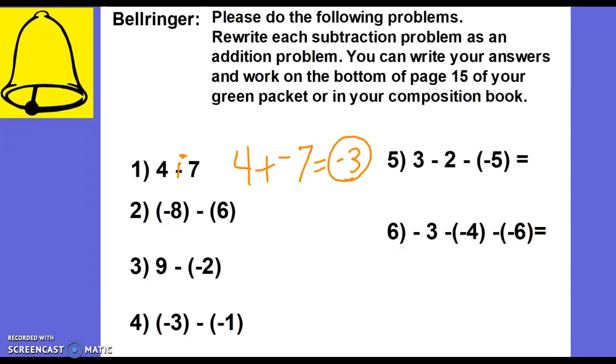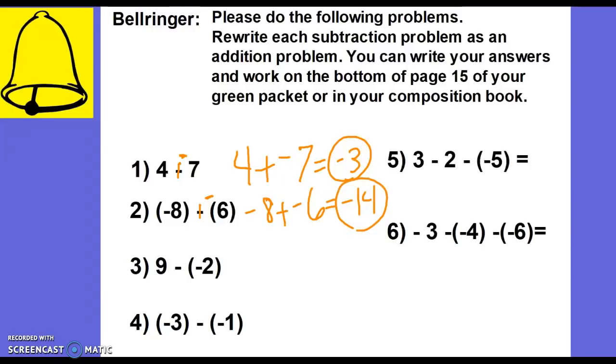The next problem, -8 minus 6, becomes -8 plus a -6. We keep the first number, the -8, the same, change subtraction to add, and change the sign of the number that comes after. So if I have -8 plus -6, that gives me a -14.